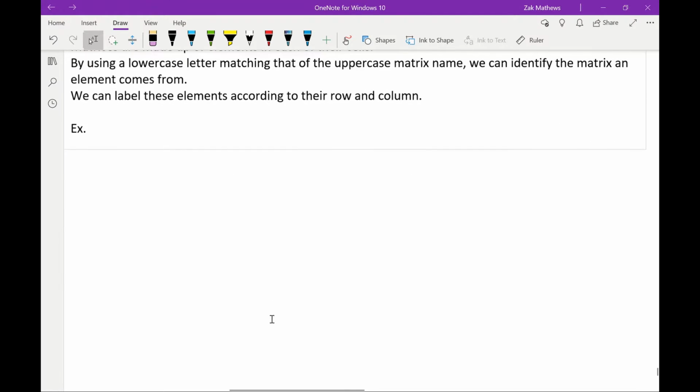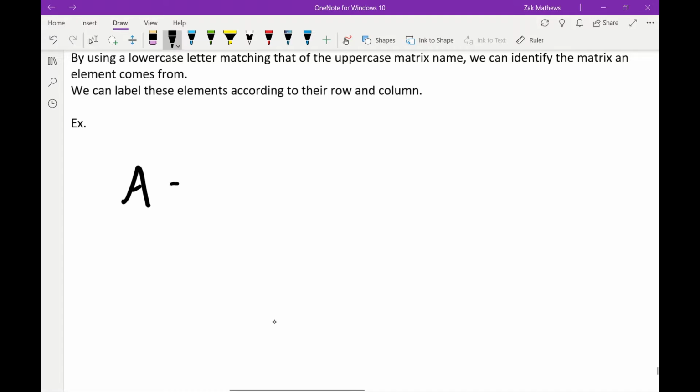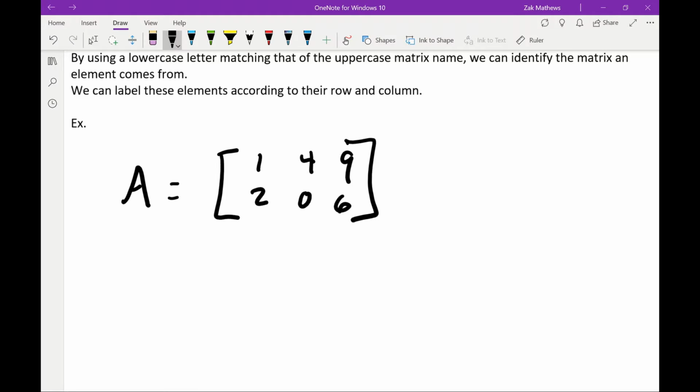So let me define a matrix. We'll call this one, we'll use A again. I'm going to have the numbers 1, 4, 9, 2, 0, and 6. And I'm going to call upon certain elements based on their position. So let's look at the element A1,3. What this is telling me, this is a subscript here. This is saying I'm looking for the element in matrix A that is in the first row and the third column. The same as with the order, we always list rows and then columns. So the first row, third column would be this 9 right here.